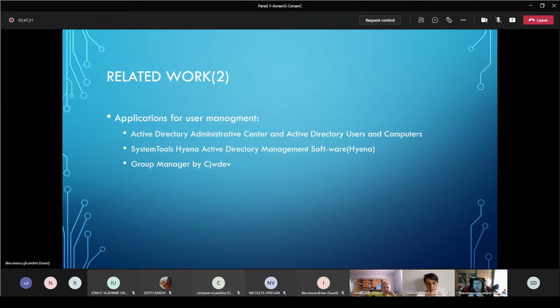As applications for user management at present, most people use Active Directory Administrative Center and Active Directory Users and Computers. These are included on Windows servers, and both applications can be installed on a computer from the domain for remote management of the server.